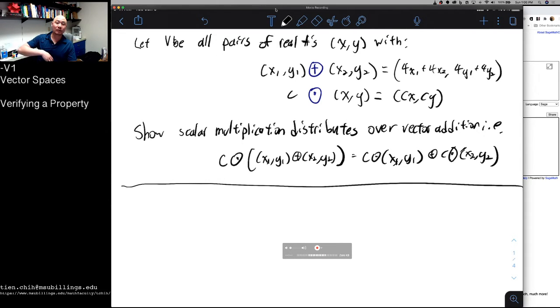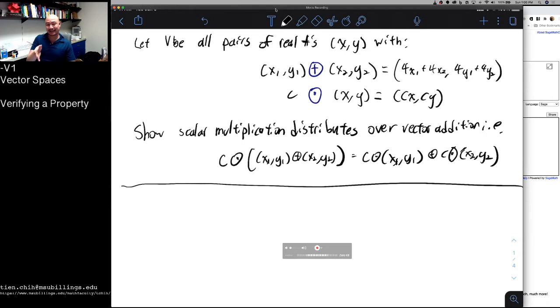All right, so here we have a proposed vector addition. First, the space itself is going to be pairs of real numbers x, y, and we have a proposed vector addition where (x1, y1) plus (x2, y2) is (4x1 + 4x2, 4y1 + 4y2), where that plus is the standard plus. And then we have a proposed scalar multiplication, which behaves like typical scalar multiplication: c(x, y) is (cx, cy).